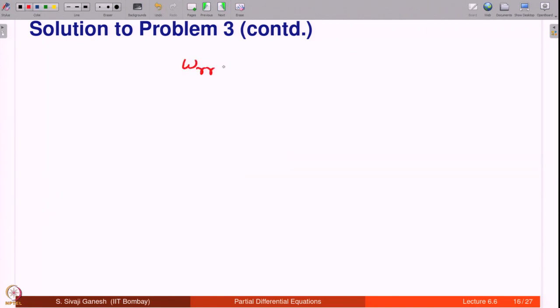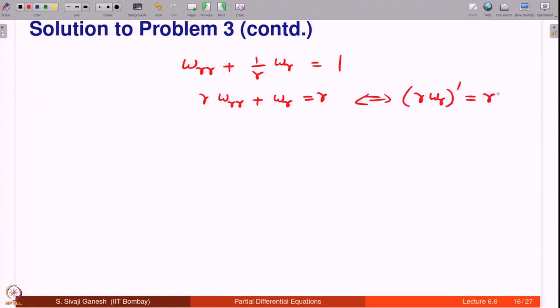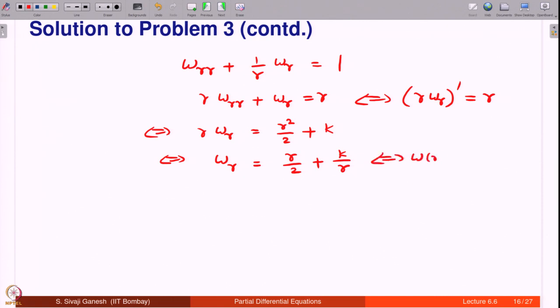So, w_rr plus 1/r w_r equal to 1. This equation can be rewritten as r w_rr plus w_r equal to r, that is, if and only if (r w_r)' equal to r, where dash is derivative with respect to r. That tells us we can solve for r w_r, which is r²/2 plus a constant k, and that implies w_r is r/2 plus k/r. And from here we can again solve for w as a function of r only, it does not depend on theta, so I do not mention the theta dependence here.